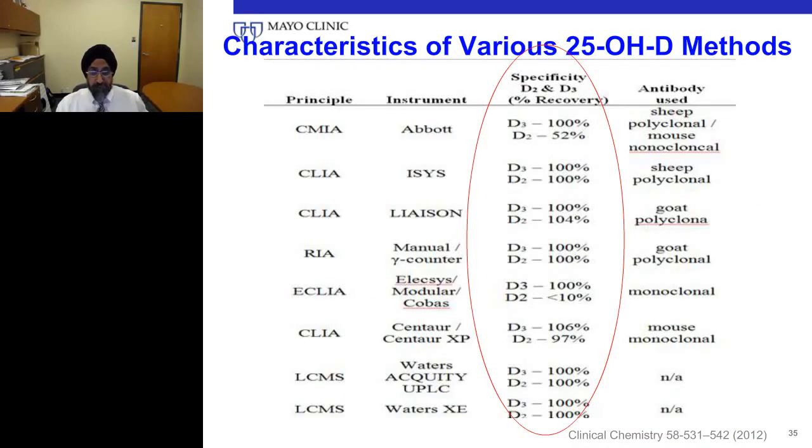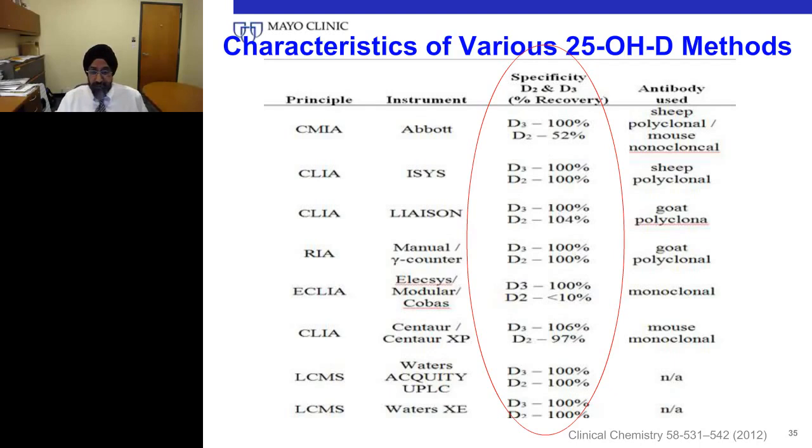There are a lot of commercial immunoassays available in the market, which are highly automated, and some of their characteristics are listed in the slide here. What is highlighted in the red circle is the specificity of the antibodies used in these immunoassays. In the first assay listed at the top, the antibody has a cross-reactivity with D2 of up to 52%. The second assay's antibody has a cross-reactivity for D2 and D3 in the same 100% range.